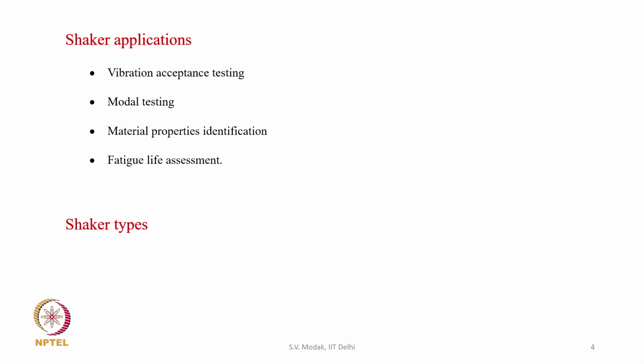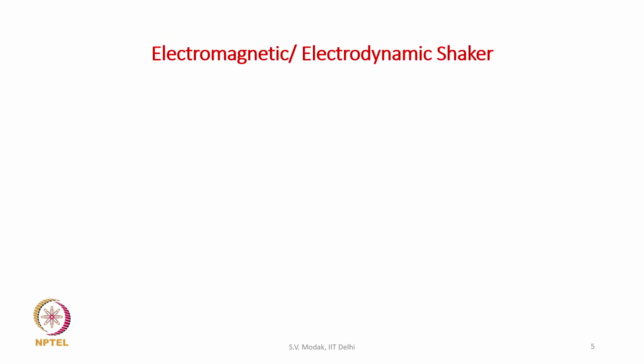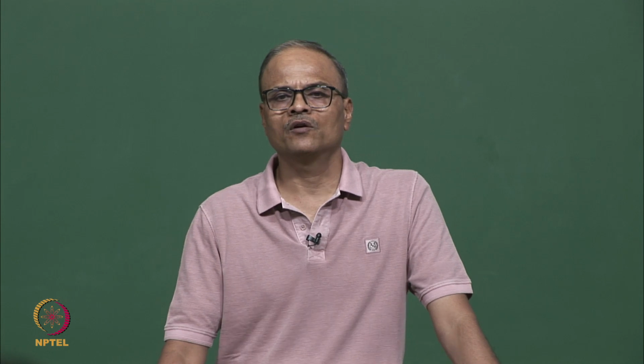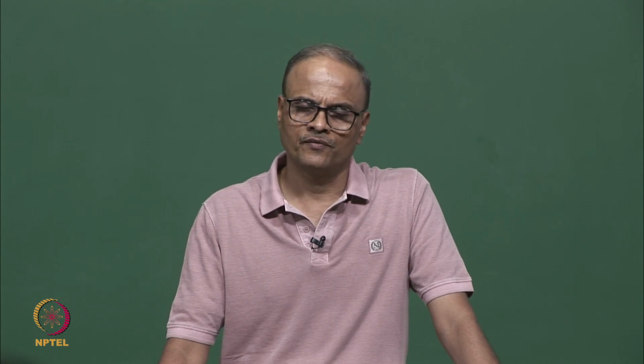There are several types of shakers available, like mechanical, hydraulic, electromagnetic or electrodynamic, and piezoelectric. These are the four types of shakers that are available. We will focus our attention on the electromagnetic or electrodynamic shaker. So, let us look now at the basic principle of working of an electrodynamic or electromagnetic shaker.